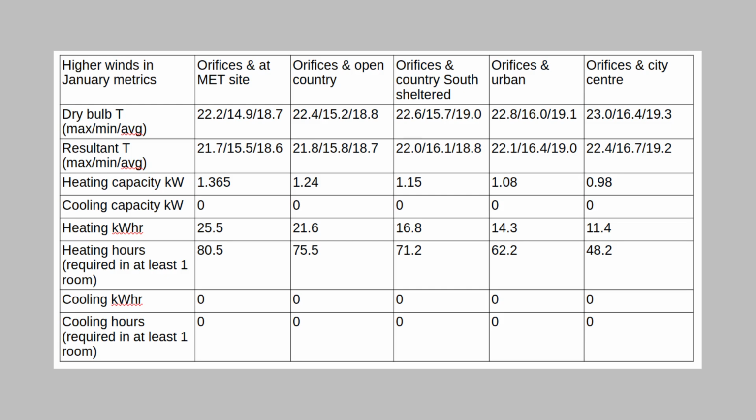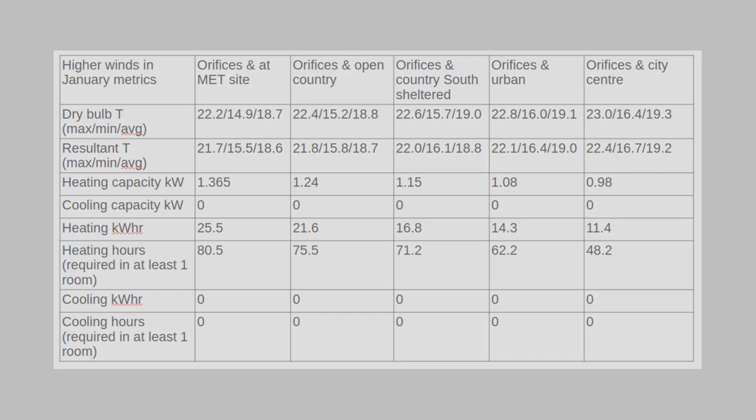Looking at the table, the dry bulb temperature peak during the week is insensitive, but the minimum is sensitive. A similar pattern is seen in resultant temperature. Peak heating capacity is sensitive to wind speeds, as is the heating demand over time. The number of hours heating is needed essentially halves as the site becomes more sheltered.